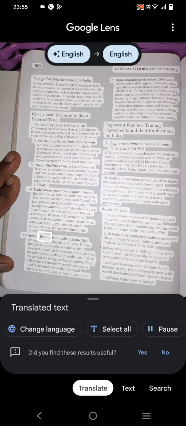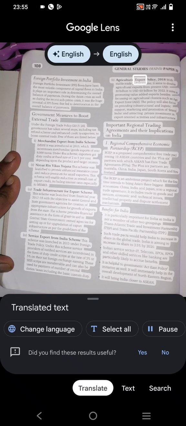IV. Service Export from India Scheme. This scheme was launched in 2015 under Foreign Trade Policy. Under this scheme, service providers of non-LEIDE services are incentivized in the form of duty credit scrips at the rate of 3% or 5% on their net foreign exchange earning. These scrips are transferable and can also be used for payment of a number of central duties and taxes, including the basic custom duty.